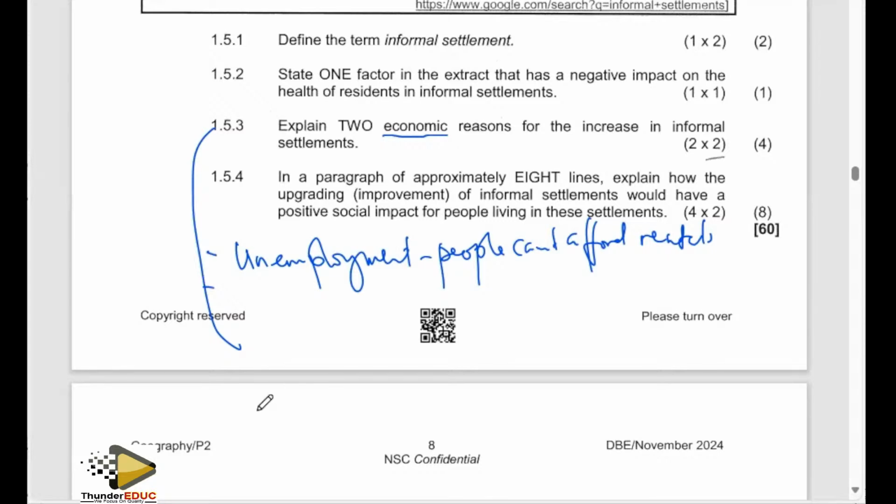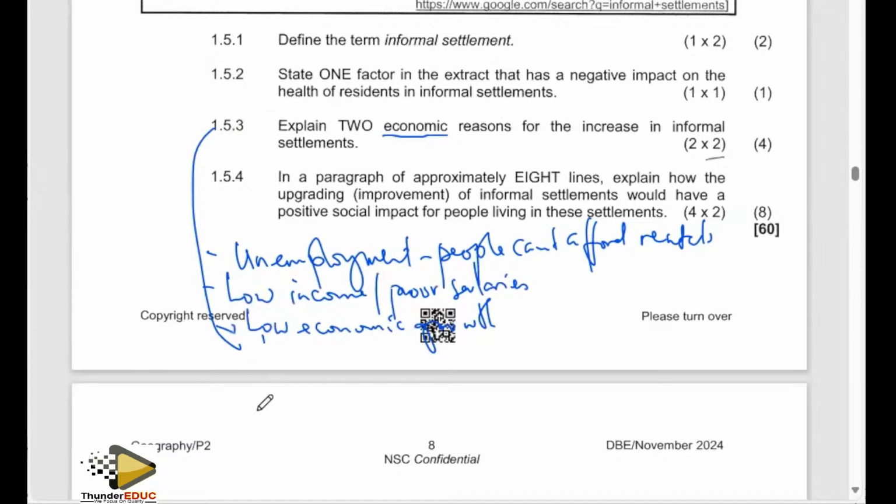Then you can also talk of low income, or we can talk of poor salaries. It's economic. People who are earning poor salaries, they cannot afford to stay in the formal settlement or own their own formal houses. Or we can also talk of low economic growth in South Africa. The economy is growing slowly. It's not creating enough jobs. So low economic growth is also another contributing factor, which has led to people staying in informal settlements.